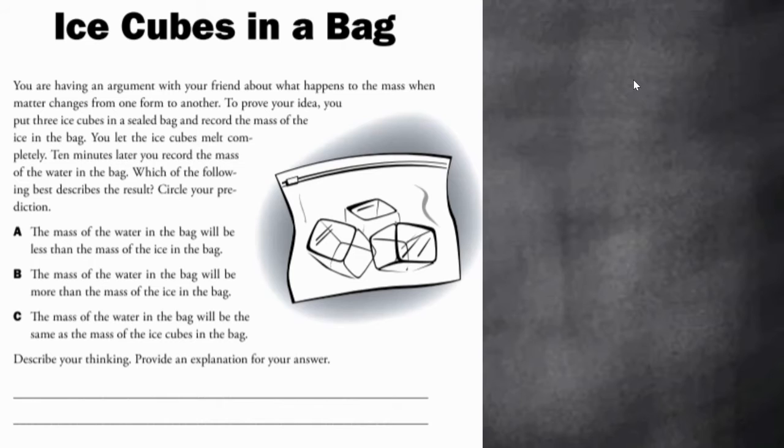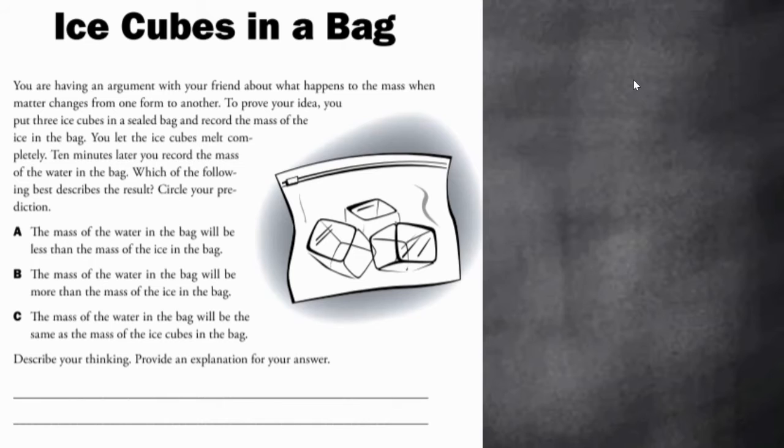Which of the following best describes the result? Circle your prediction. A, the mass of the water in the bag will be less than the mass of the ice in the bag. B, the mass of the water in the bag will be more than the mass of the ice in the bag. Or C, the mass of the water in the bag will be the same as the mass of the ice cubes in the bag.